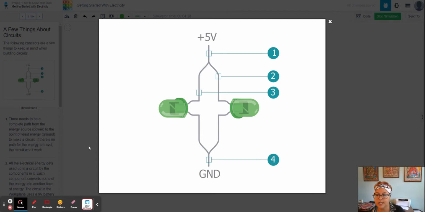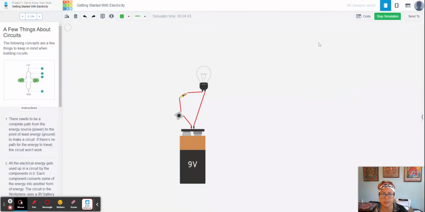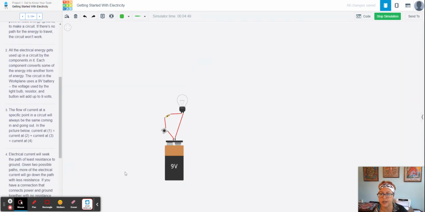Something you need to also realize is that all the energy does get used up in a circuit by each of the components in it. So in this case, like the LEDs and the wires, okay? And each of those components converts some of the energy into another form of energy, okay? So for example, this circuit is using a 9-volt battery to do that, okay?